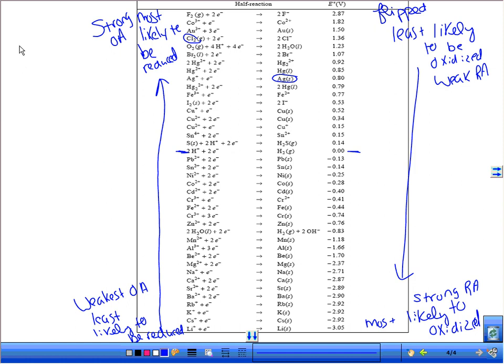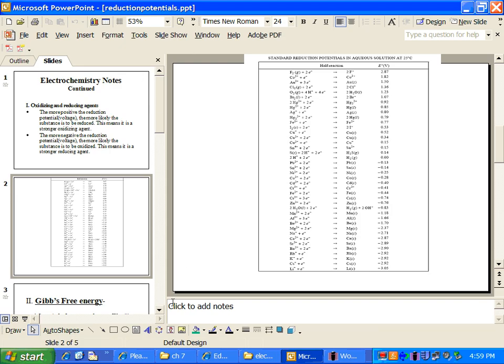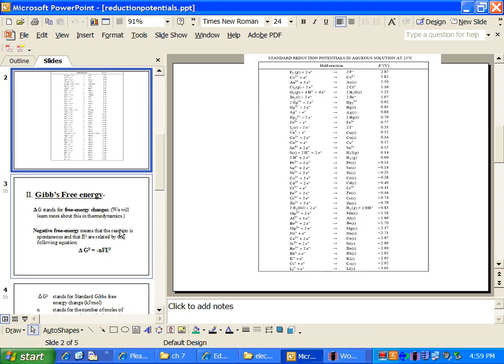So again, there is a worksheet. It is attached on Edmodo, or if you were absent, you can come by and get that from me. So don't wait till the last minute, because that is on the test.